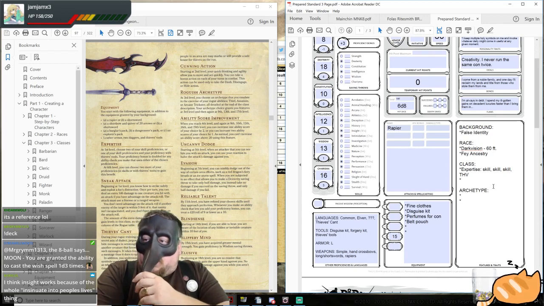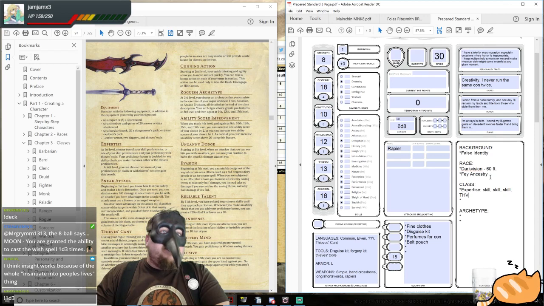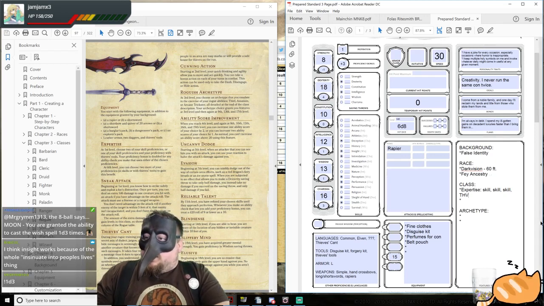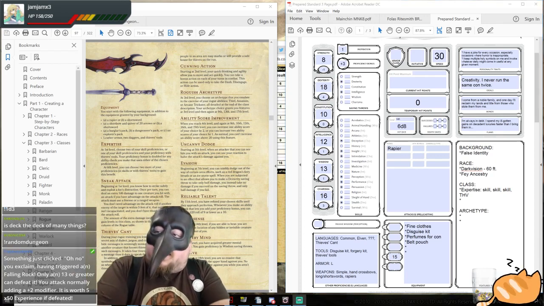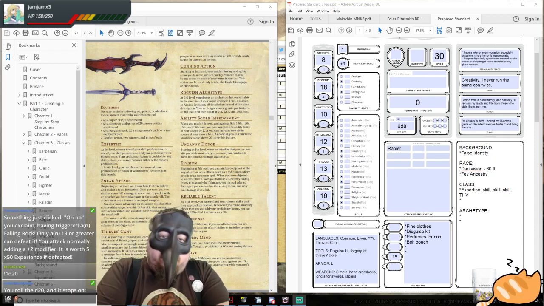Bobicus is thinking, you think insight works because of the whole insinuate into people's lives thing? Okay. Here, yeah, I'll scroll up a little bit too. So I do have a, yeah, Chris, that is the deck of many things. Okay, so I have a vote for insight. Now we get two more skills on top of insight that we can have her be an expert in. Or in which she can be an expert. Because you never use a preposition to end a sentence with.